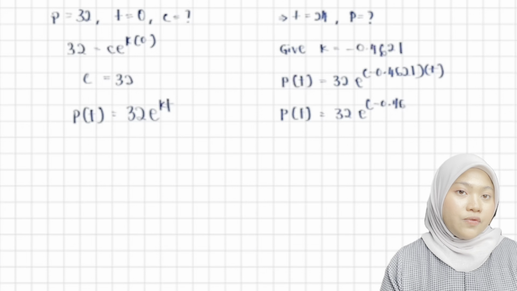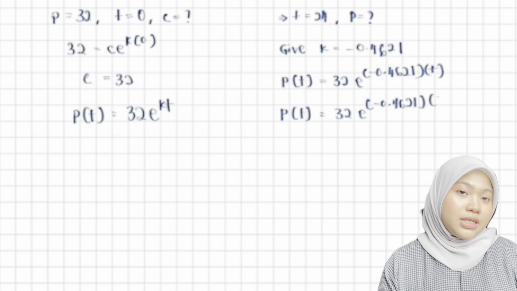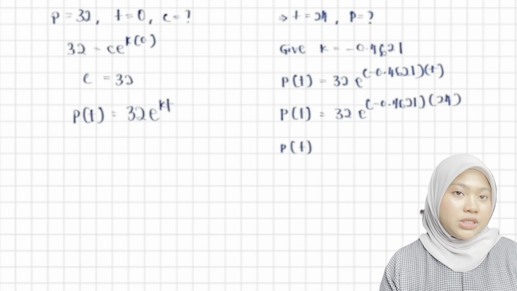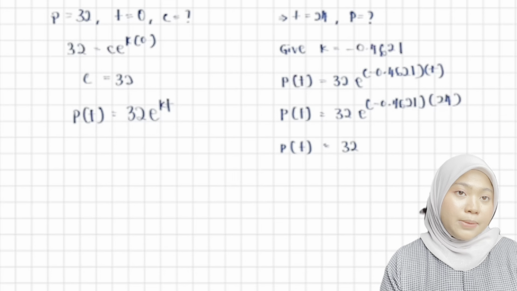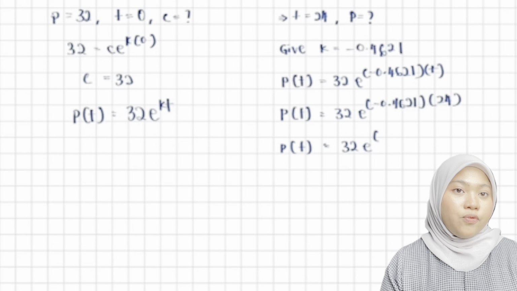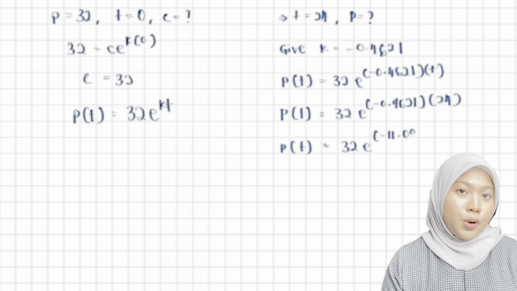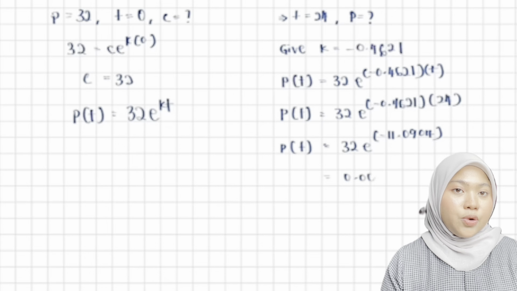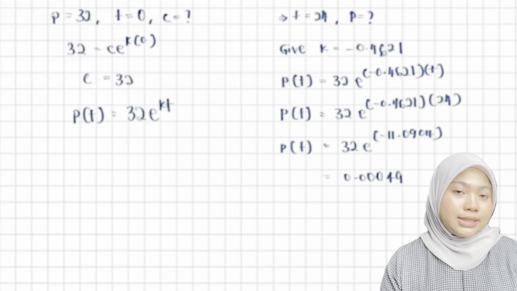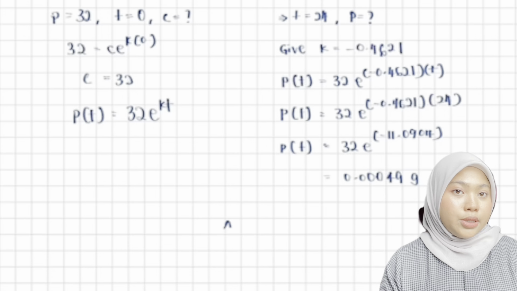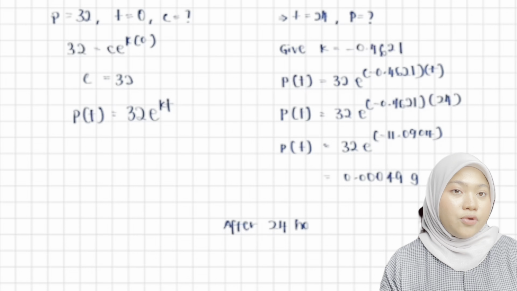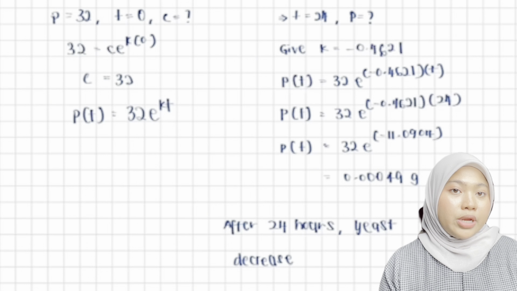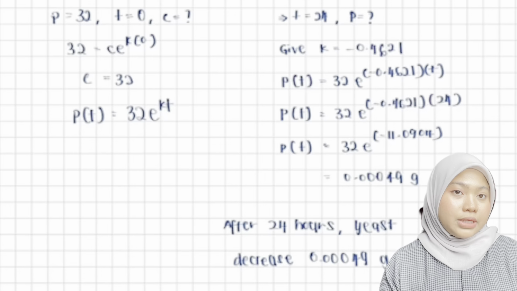This gives P(24) = 32 times e^(-0.4621 times 24), which simplifies to 32 times e^(-11.0904). Using a calculator, we get a final value which is approximately 0.00049 grams. In conclusion, the yeast undergoes exponential decay. Starting from 32 grams, the amount decreases rapidly, and after one day, only 0.00049 grams of yeast is left.